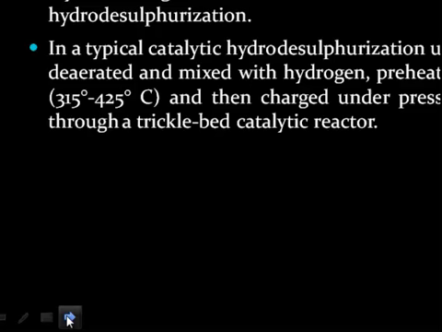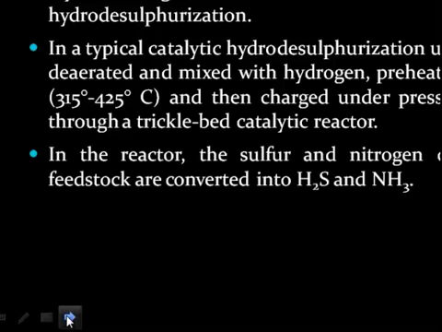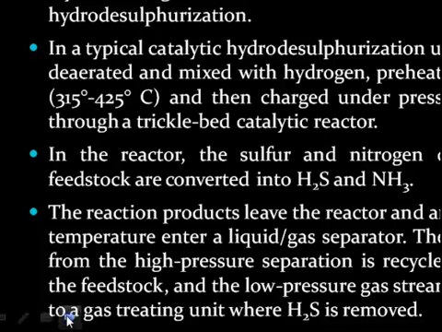In a typical catalytic hydrodesulfurization unit, the feedstock is deaerated and mixed with hydrogen, heated in a fired heater to 315 to 425 degrees centigrade, and then charged under pressure, around 70 bar, through a fixed bed catalytic reactor. In the reactor, the sulfur and nitrogen compounds in the feedstock are converted into hydrogen sulfide and ammonia.